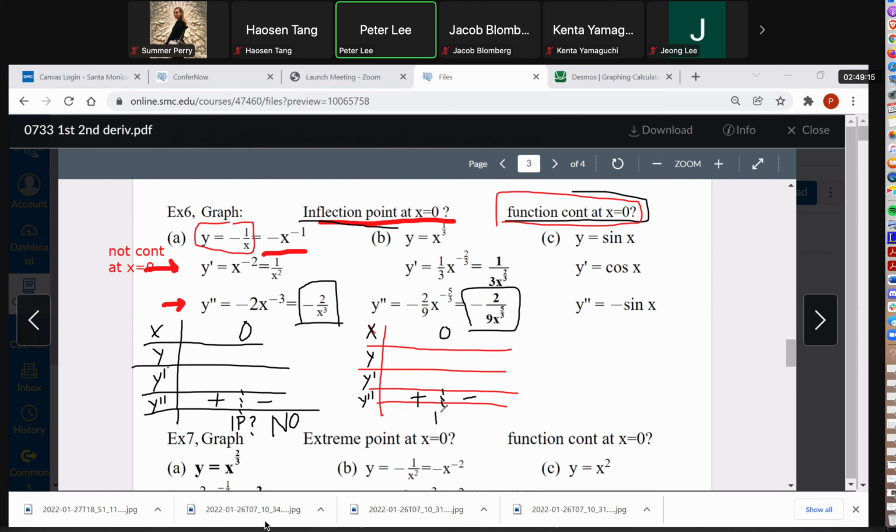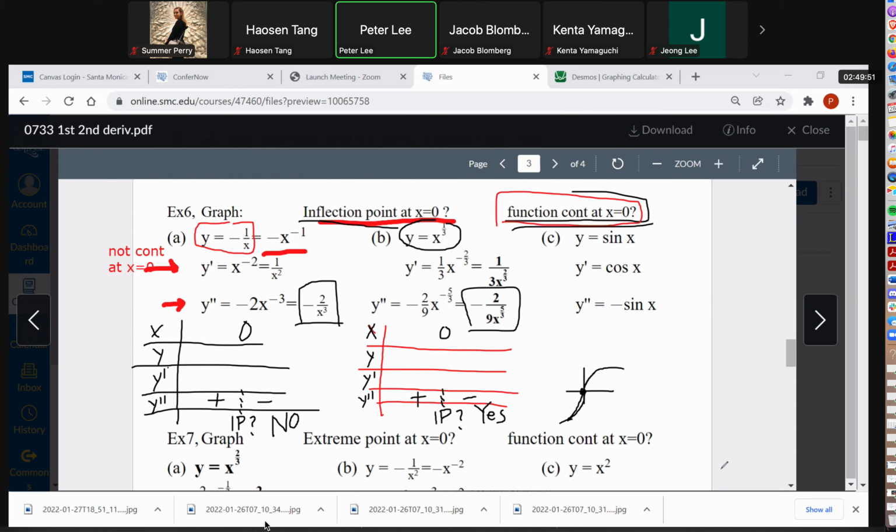Now the question is IP. Do you have an inflection point, yes or no? The answer is no. Actually, the answer is yes. Why? Is this function continuous? Yes, it is. The graph actually goes like this, and the function is continuous. Do you have an inflection point? Yes, we do. The sign is changing from plus to minus.